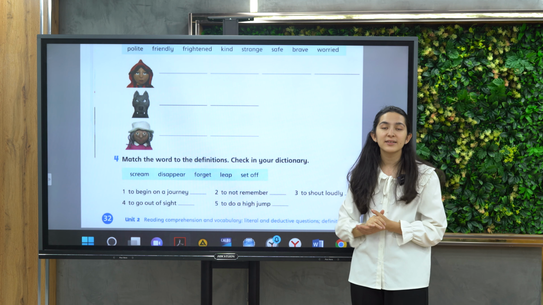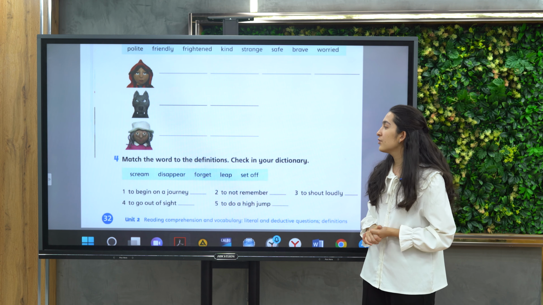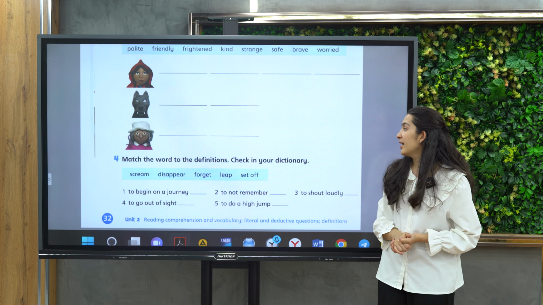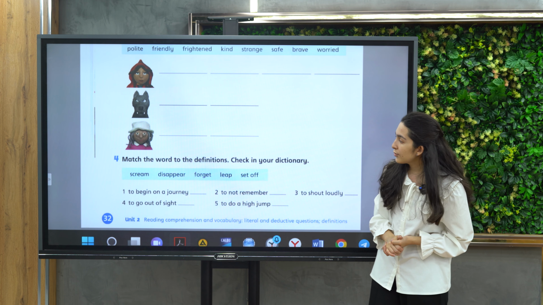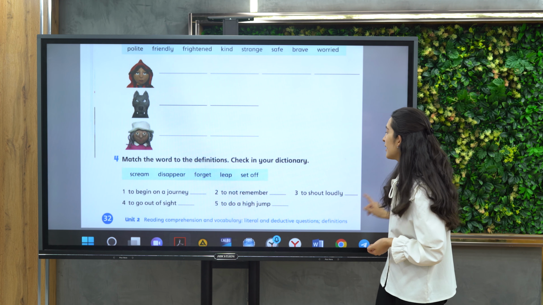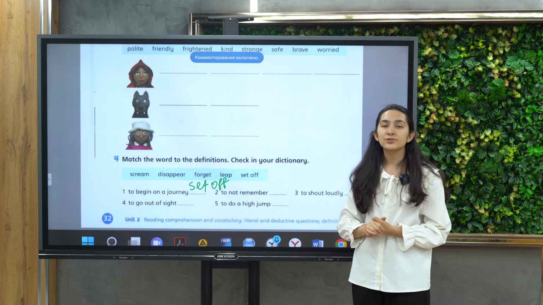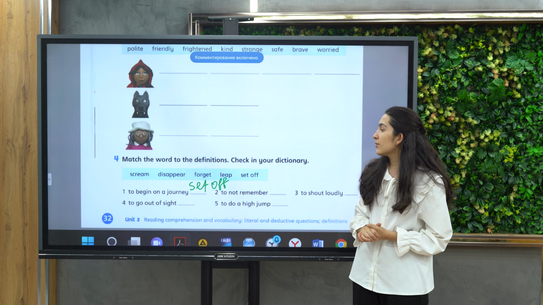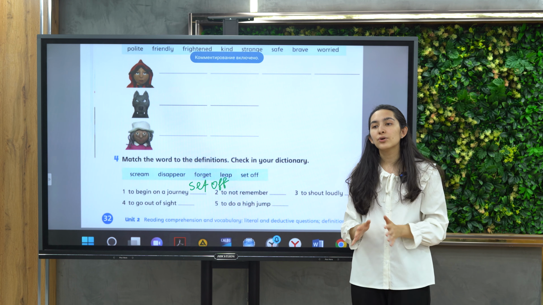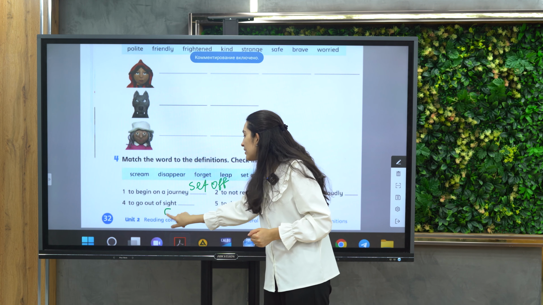Now let's turn to exercise number 4, and here we have to match the words to the definitions. So to begin a journey means set off. Sayohatni boshlash, bu set off. Next, to go out of sight. To go out of sight, bu ko'rinishdan yo'qolib qolish, bu degani disappear.